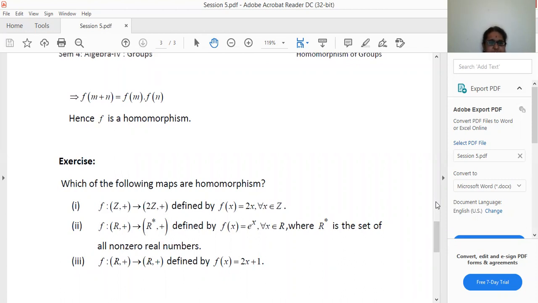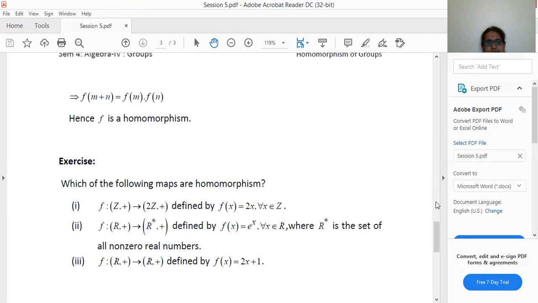Which of the following maps are homomorphism? That is, we have to check whether that condition is satisfied or not. f from Z comma plus to 2Z comma plus defined by f of x is 2x for all x belonging to Z. Here the domain is Z, that is the set of integers with addition as the binary operation. Codomain is 2Z, that is set of only even integers, and binary operation is addition. So mapping is f of x is equal to 2x.